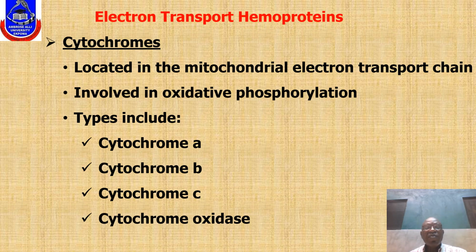The cytochromes, on the other hand, are located in the mitochondrial electron transport chain and are involved in oxidative phosphorylation. The types include cytochrome A, cytochrome B, cytochrome C, and cytochrome oxidase.